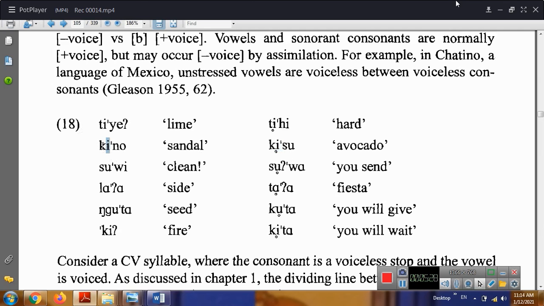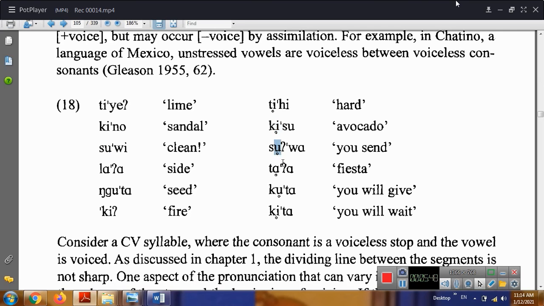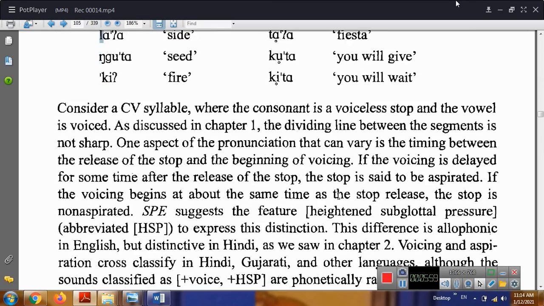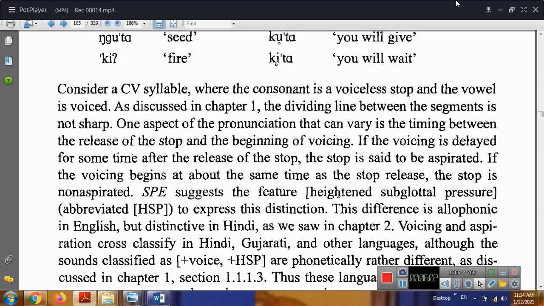But here this e is voiced, because although the k is voiceless, ne, as a nasal, is voiced. Therefore, because it is followed by a voiced sound, it is voiced. But here it is between two voiceless sounds, and it became voiceless. U is voiceless here. A is voiceless, because a and t, both of them are voiceless. But here le is voiced. And it is true about other data.